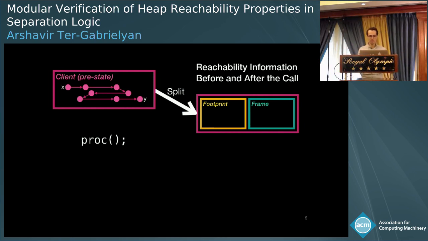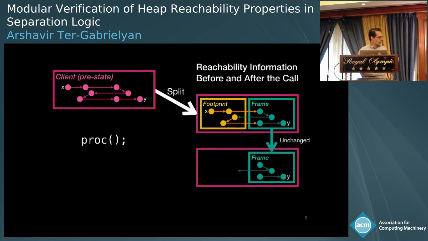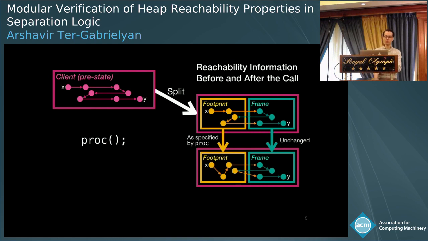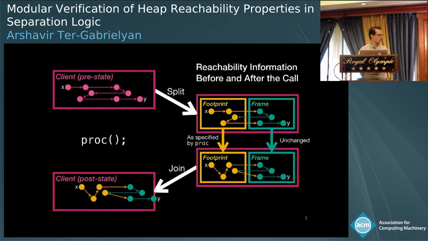And what does this mean in practice? Well, for each client local path, we would need to be able to represent it using only some number of footprint local and frame local subpaths. And if we can do this, then we can apply separation logic framing just like before, because the state of the heap in the frame will not be affected by the call, and the configuration of the heap in the footprint will change according to the specification of proc. For instance, it can be specified in its post condition. Finally, we can join the two heaps, and this way we can obtain the client local reachability information in the post state of the call.